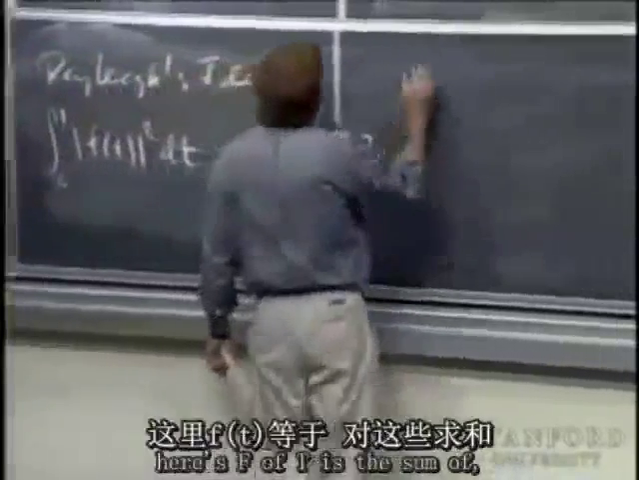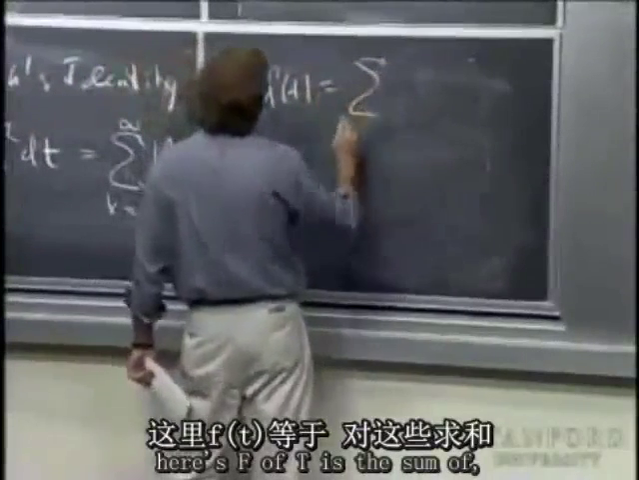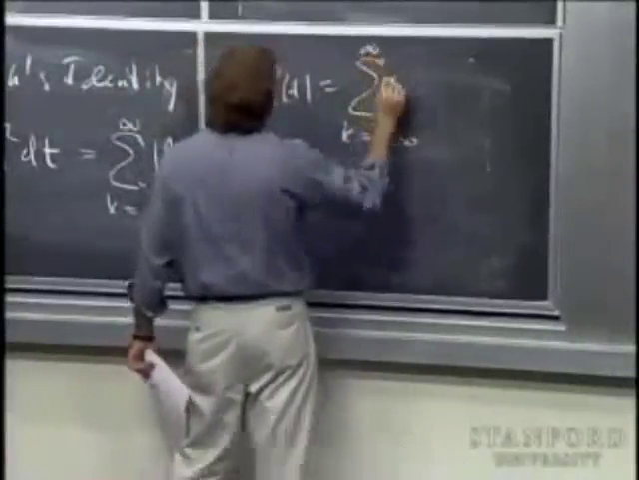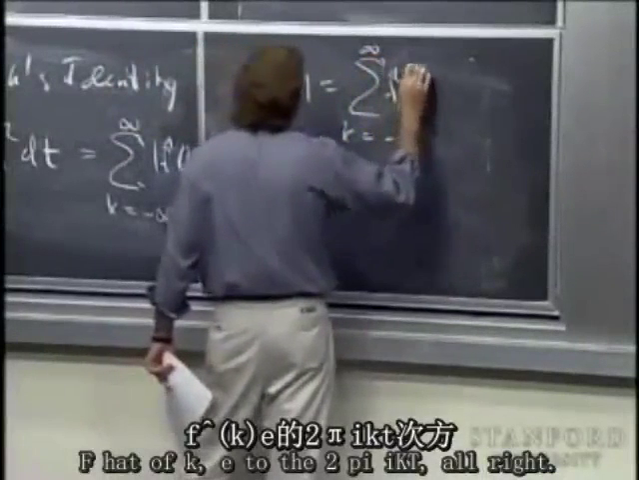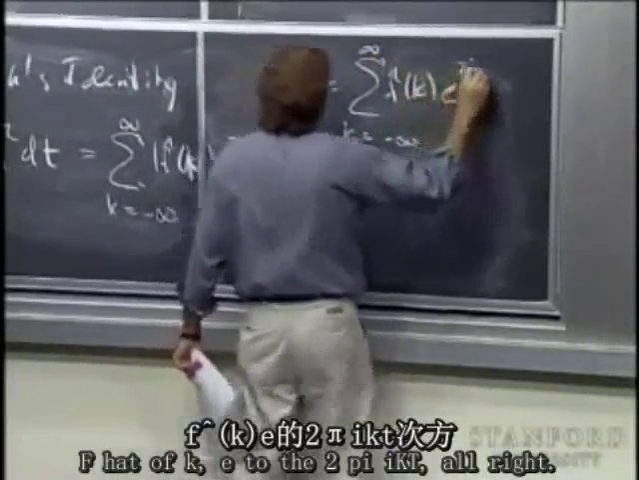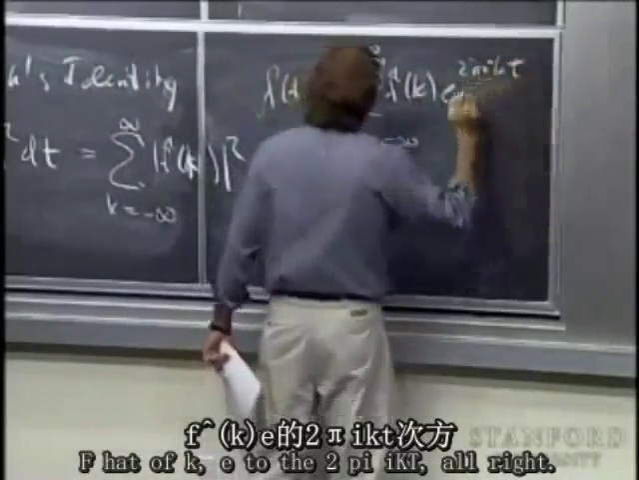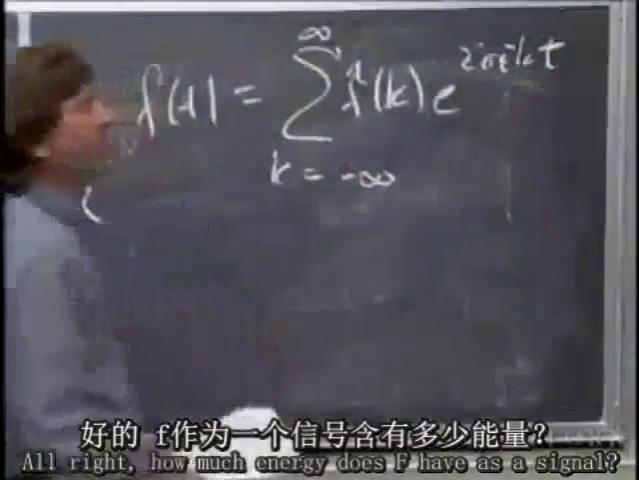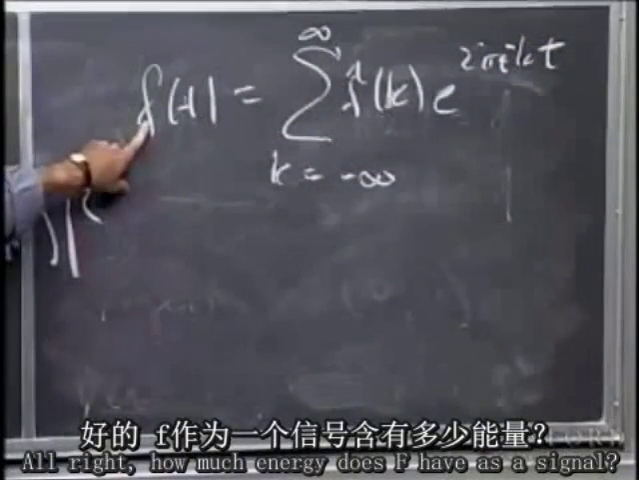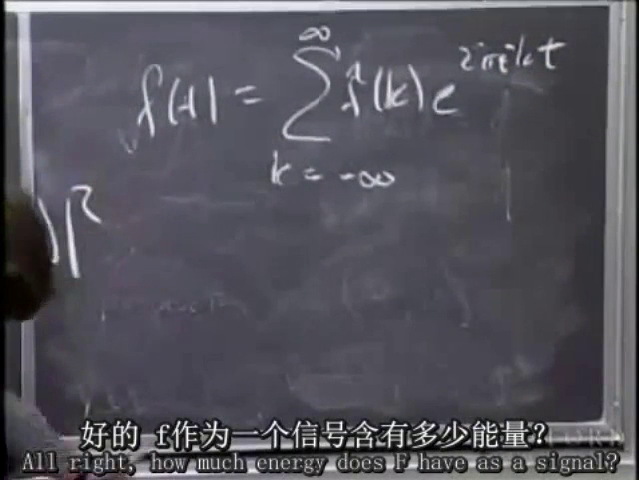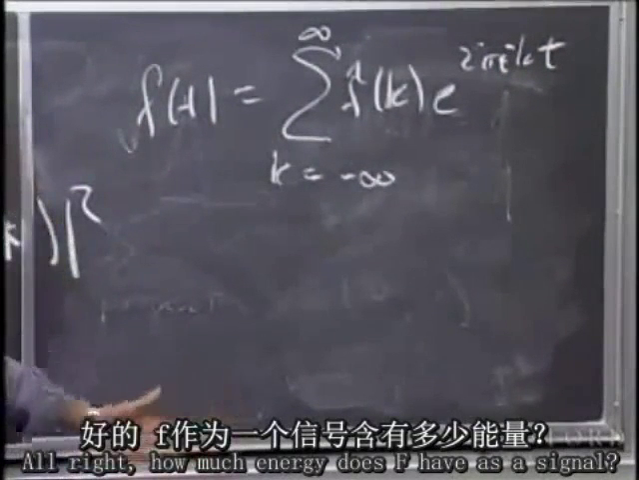So again, let me write down. Here's f of t, the sum of, here's this Fourier series, f hat of k, e to the 2 pi i k t. All right. How much energy does f have as a signal?